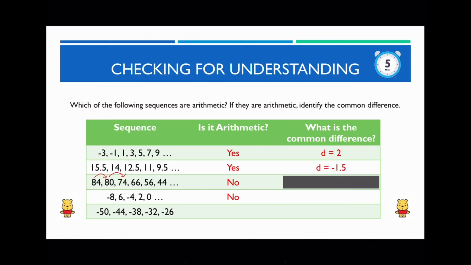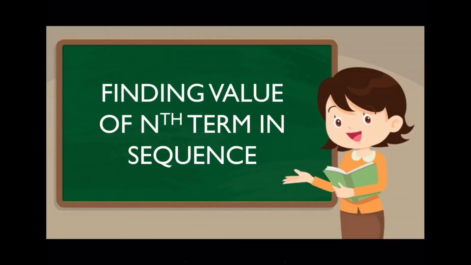In our next example, this is not an arithmetic sequence either, so therefore we're going to leave this blank. And for our last example, this is an example of an arithmetic sequence. Notice in this case they're going up by positive 6 each time, so therefore the common difference is 6.